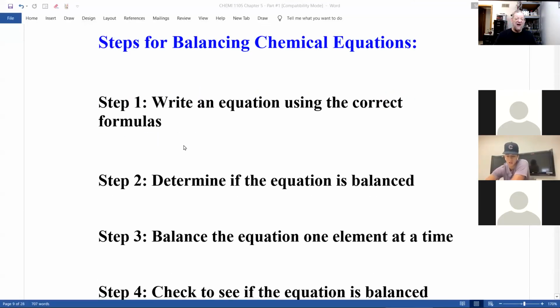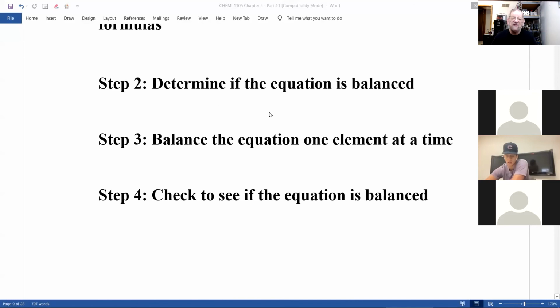Now, how do you balance a chemical equation? Well, there's certain things. Write an equation using the correct formulas. You can't change water to something else. Determine if it's balanced, and we have one. Then balance the equation one element at a time and check to see if it's balanced.